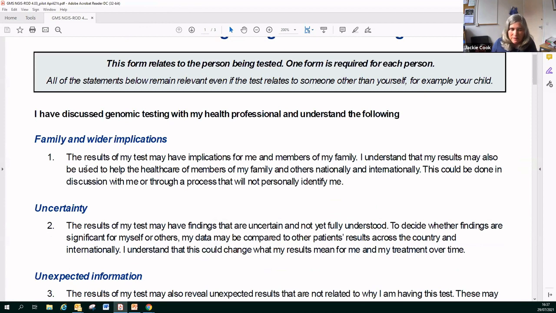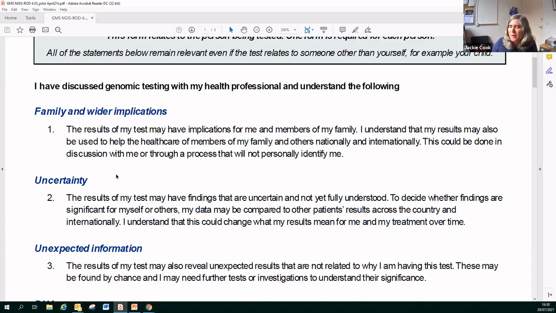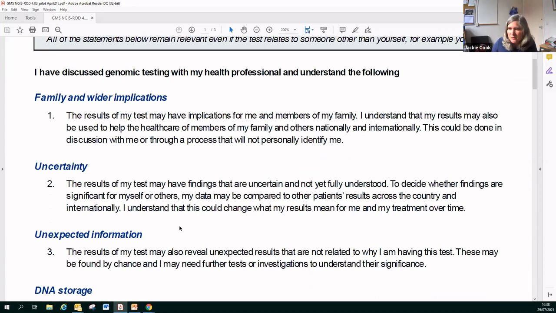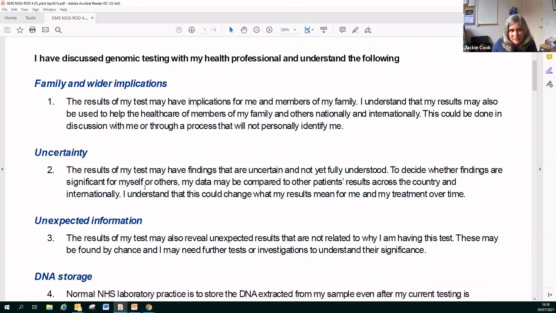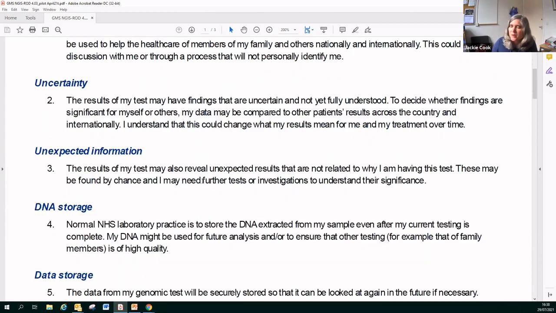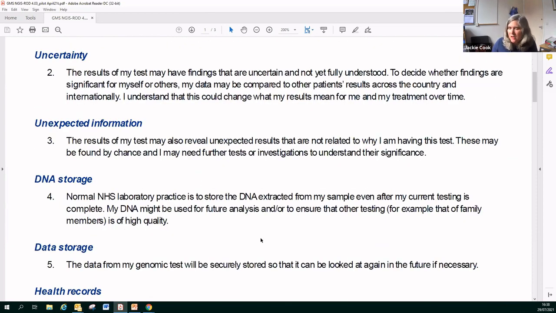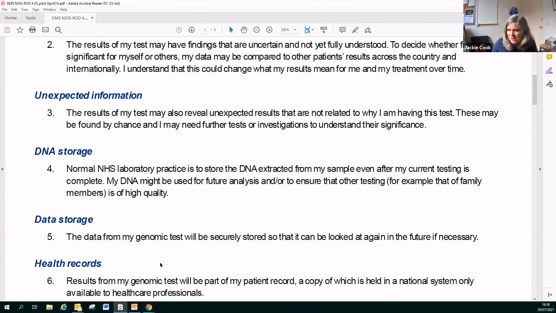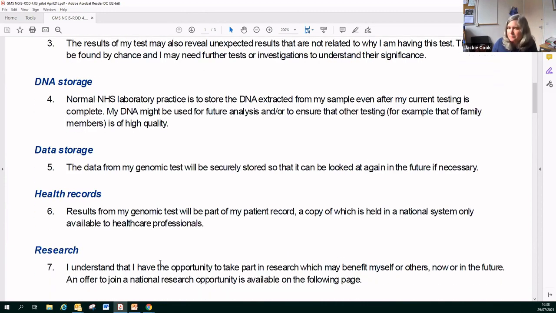The main things are the implications for other members of the family. So with a genetic test, obviously, it's not just the individual, but it's their relatives as well that it might provide information for. You need to explain a little bit about the uncertainty associated with this testing, because we do find variants of unknown significance where we really do not know what they mean. They may be pathogenic, they may be benign polymorphisms. And so this is not a black and white test. We always store DNA afterwards, and we're storing data, and so those things need to be mentioned as well.